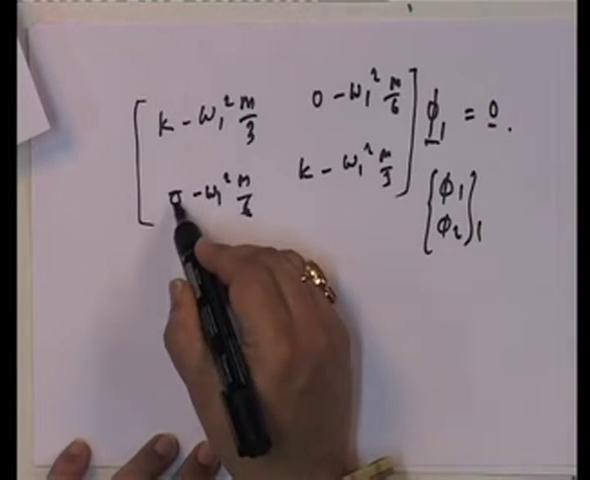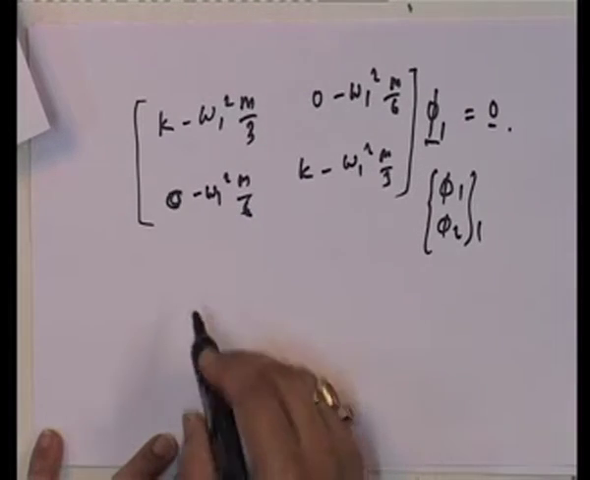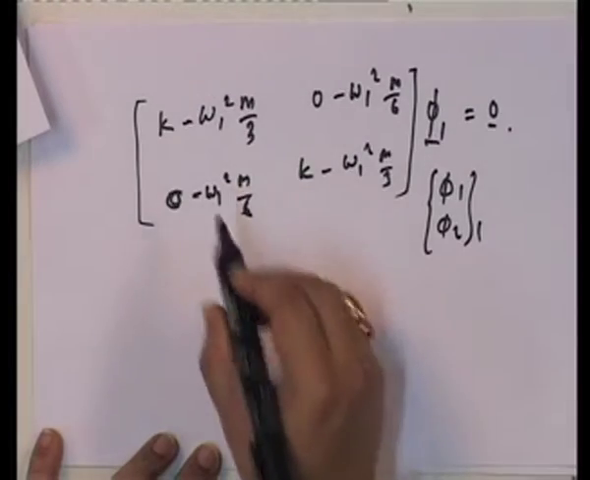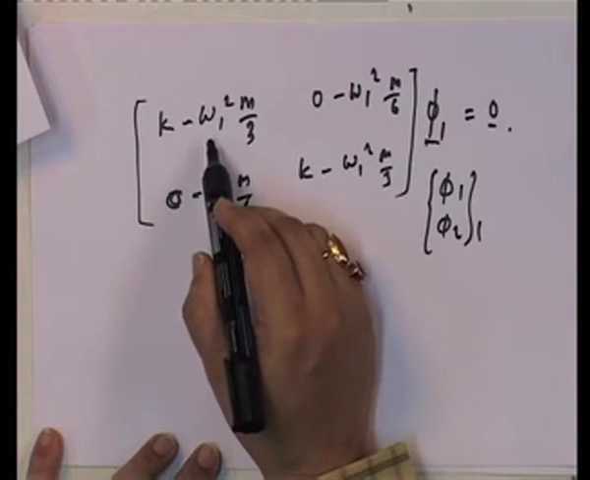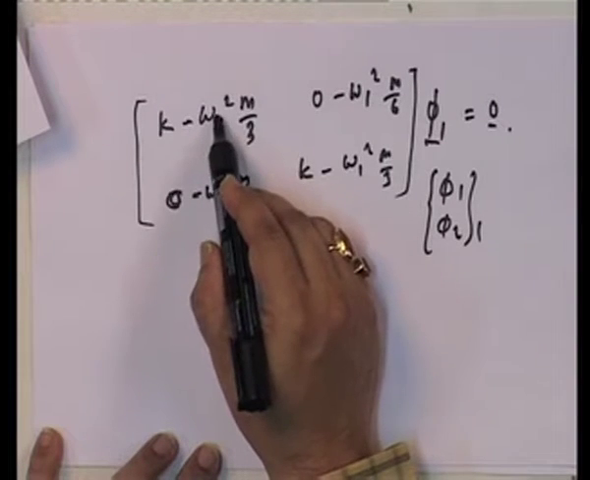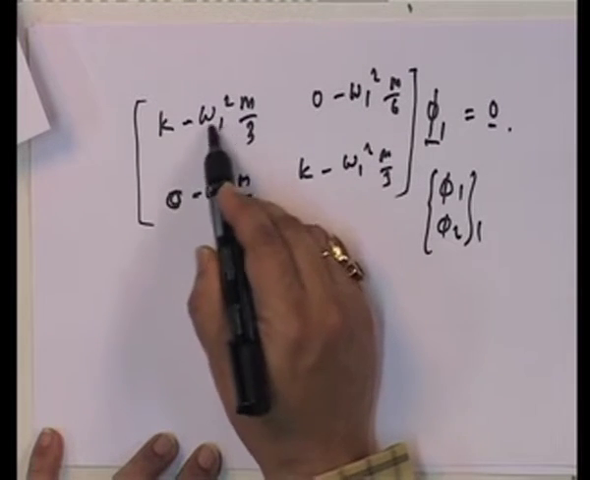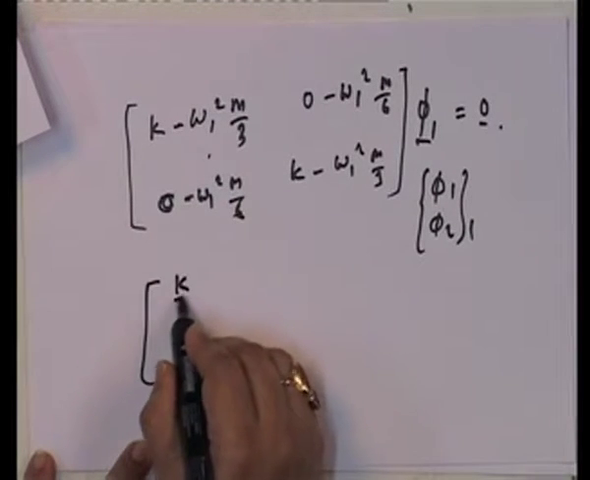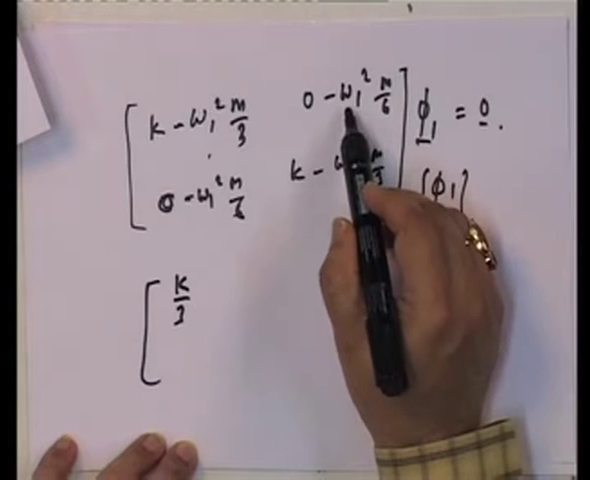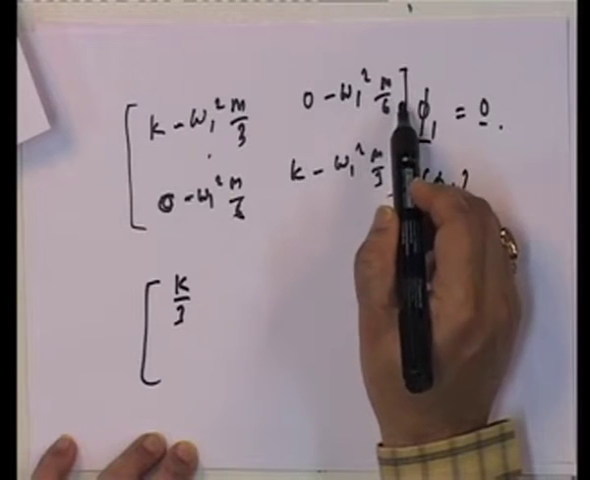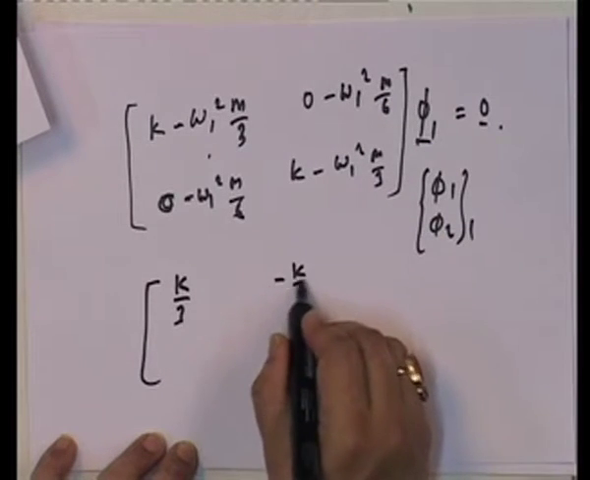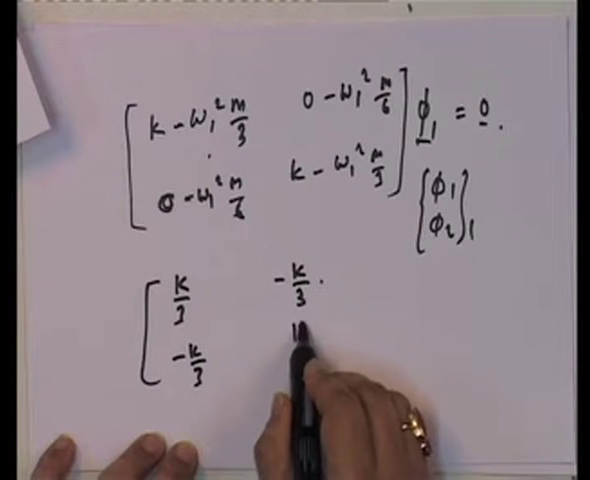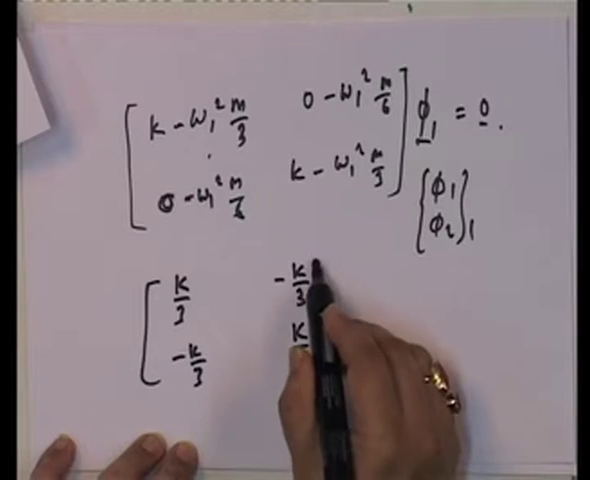Okay. And so, therefore, if you look at this, what do you get? Well, let us see. Put in omega 1 squared. Omega 1 squared is 2k by m. 2k by m cancelled 2k. So, this becomes k by 3. Omega 1 squared 2k by m. So, this becomes minus k by 3. Similarly, this becomes minus k by 3 and this becomes k by 3.